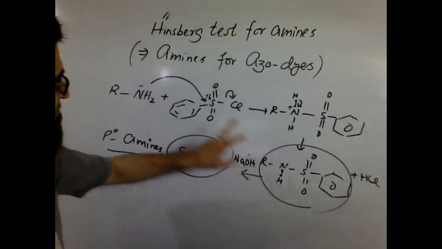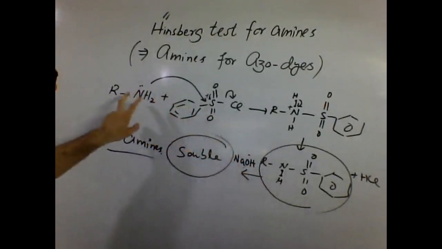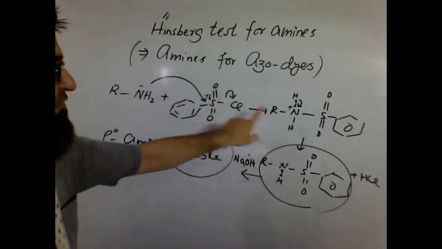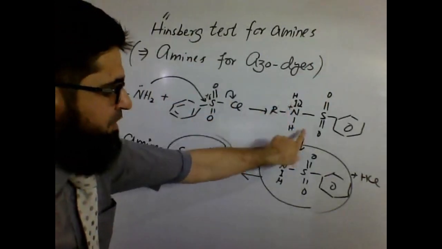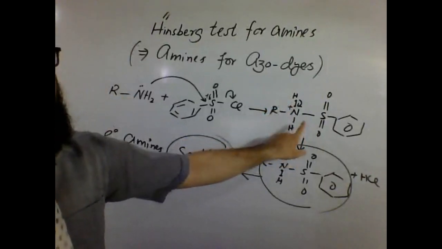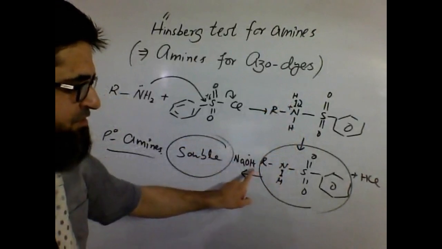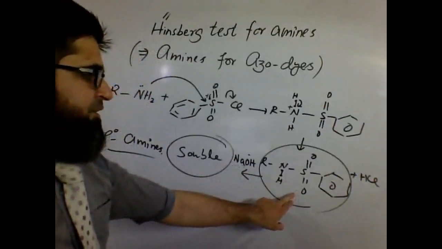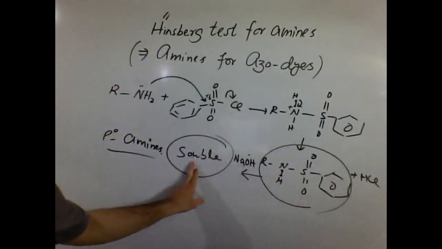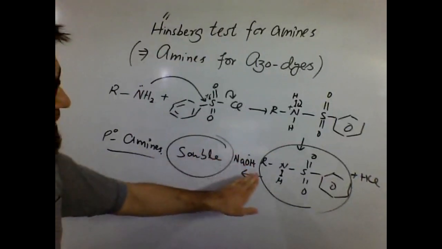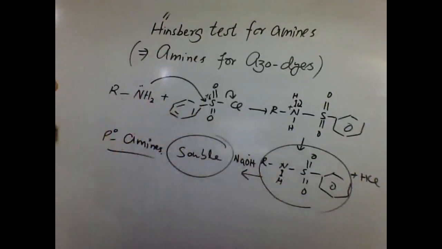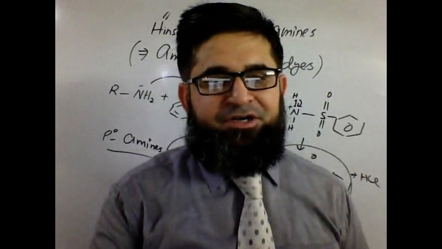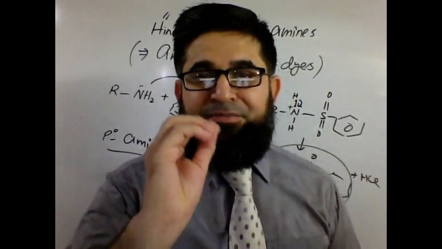Because a primary amine carries two protons. One of the protons has been removed during the first step, during the sulfonamide formation. The second available proton would have been extracted by the base. Then the salt would have been produced, and that salt would have become soluble, which suggests the given starting compound was a primary amine. So this is how this soluble salt formation suggests the starting compound was a primary amine.